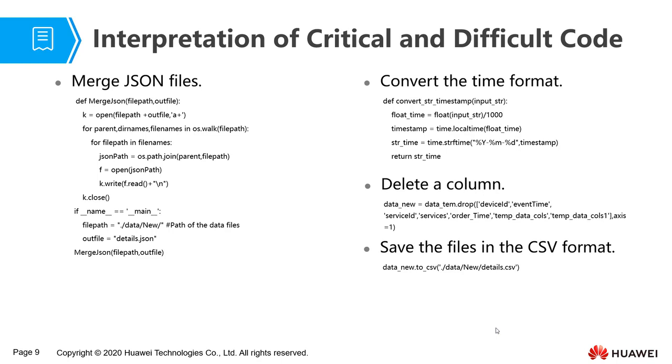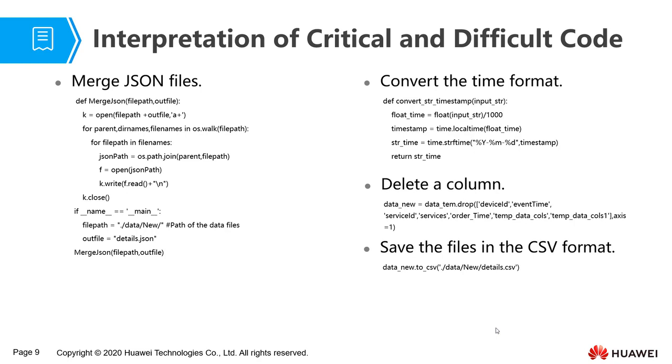Specify the path of the JSON data in the main function and the path of the output data. In the function body, open the target path. Then, read the data step by step. Write the obtained data to the target file. Close and save the file after the data writing is complete.